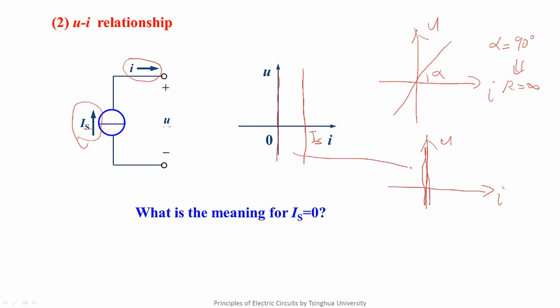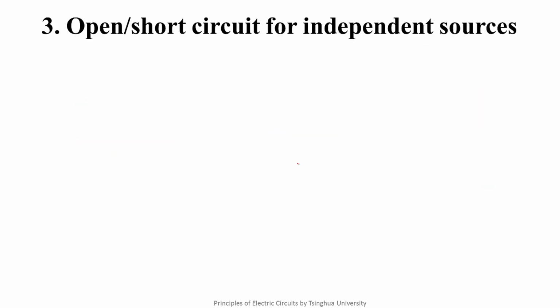We compare this line and that line. Is there any difference? They have no difference. They are both characterized by zero value current, but they can both provide all kinds of voltage. What does that mean? It means that open circuit or infinite value resistance is equivalent to zero value current source in terms of electrical characteristics. It's also very important.